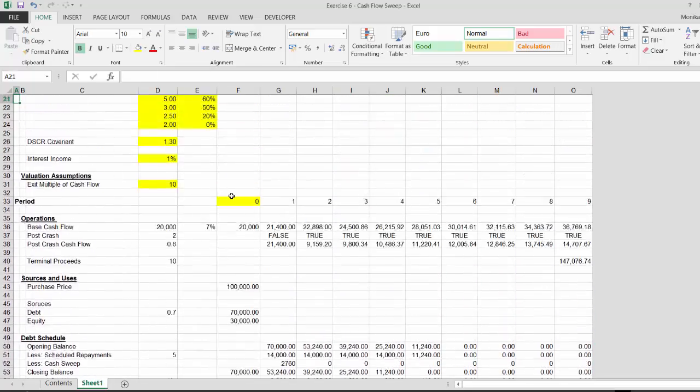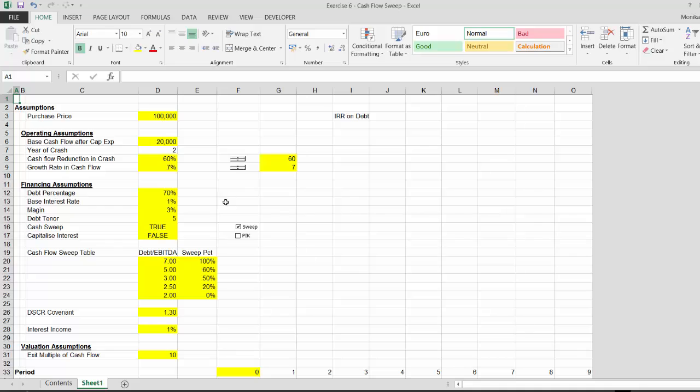All right, so that's a cash sweep in the context of a kind of acquisition model and a leveraged acquisition model. Whoops, uh-oh. How do I turn this off now?